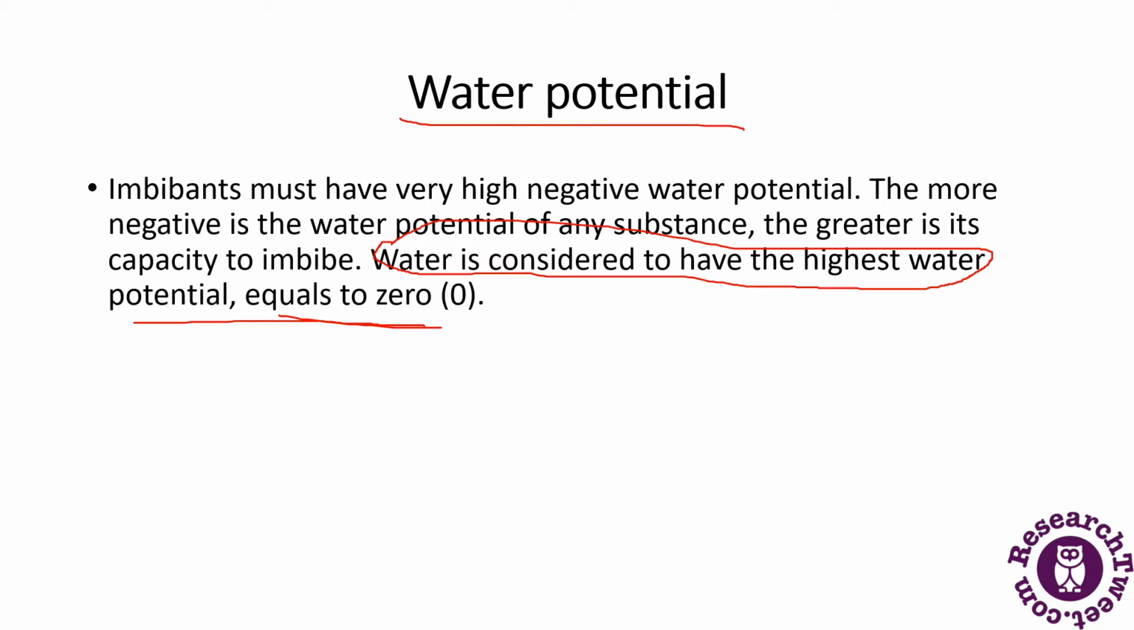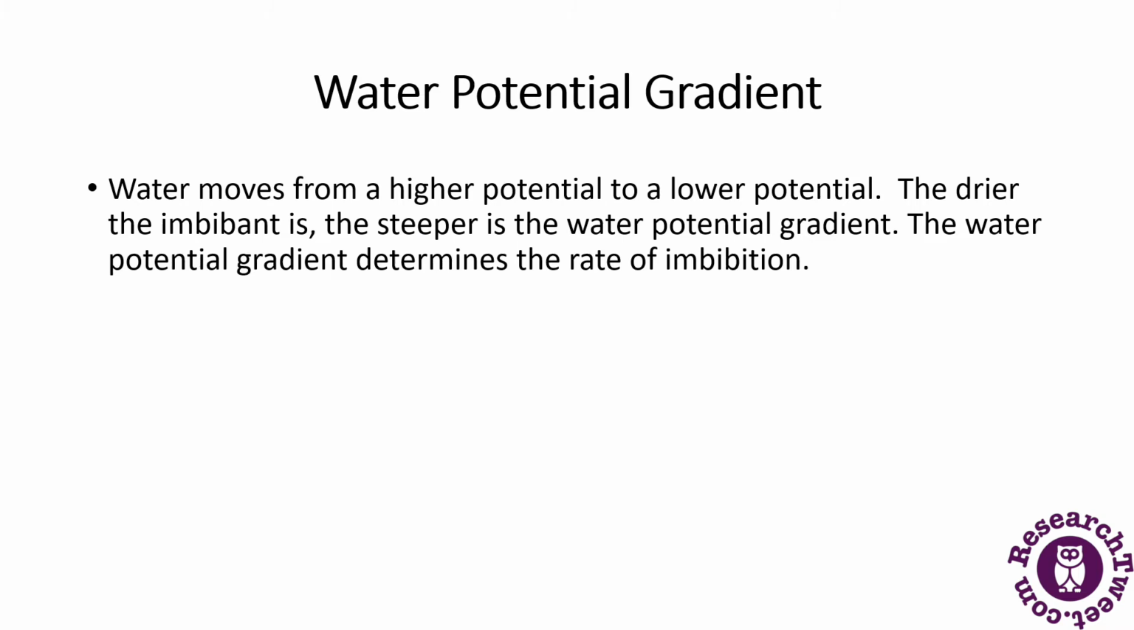Then the next factor which we will be discussing is the water potential gradient. Water moves from a higher potential to a lower potential. So the drier the imbibant is, the steeper is the water potential gradient. The water potential gradient determines the rate of imbibition.